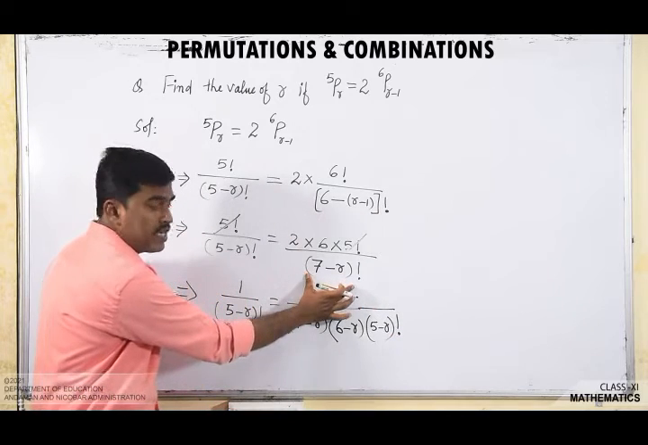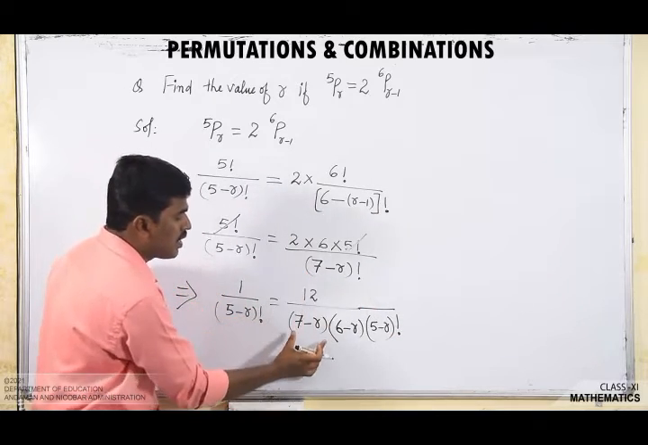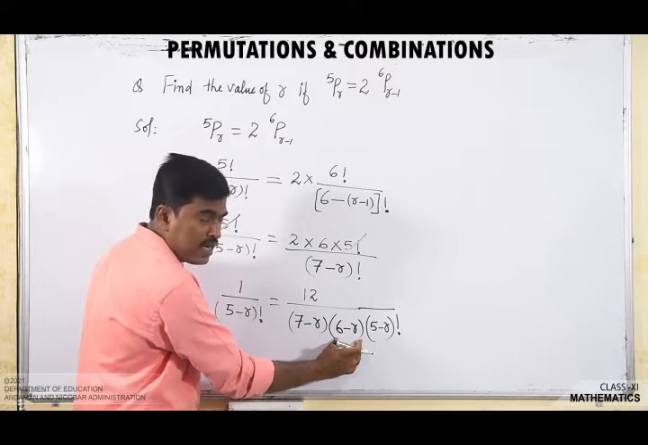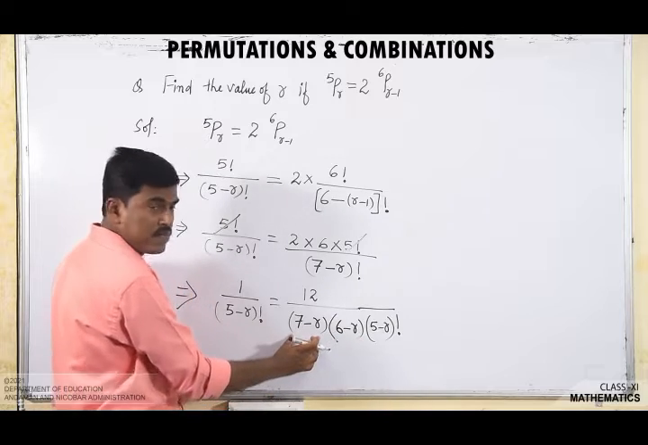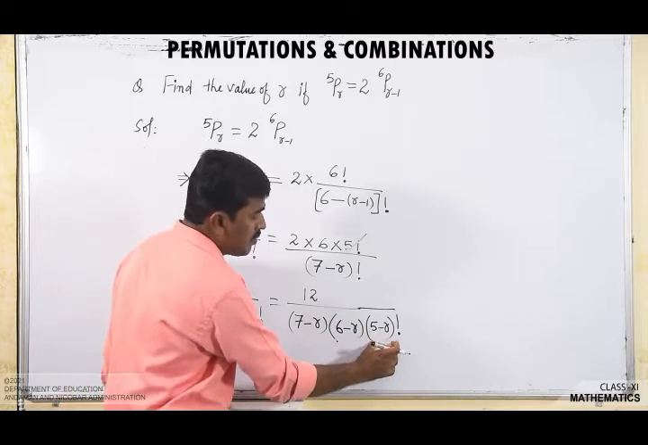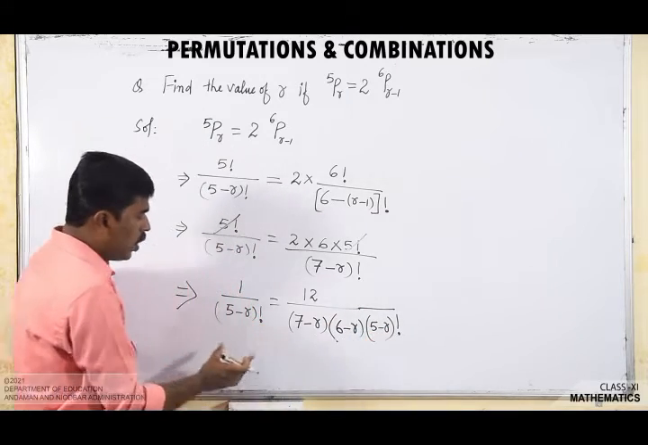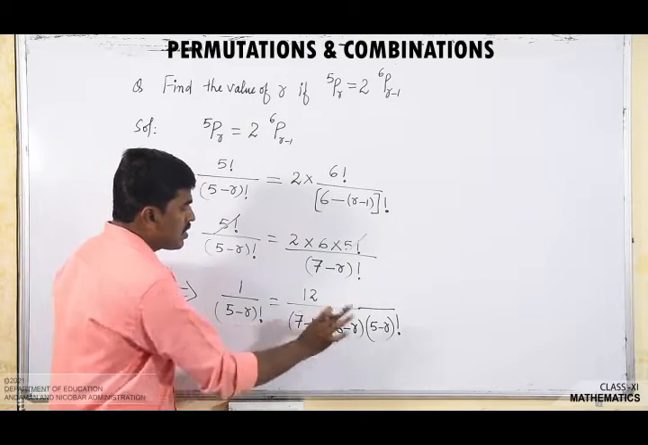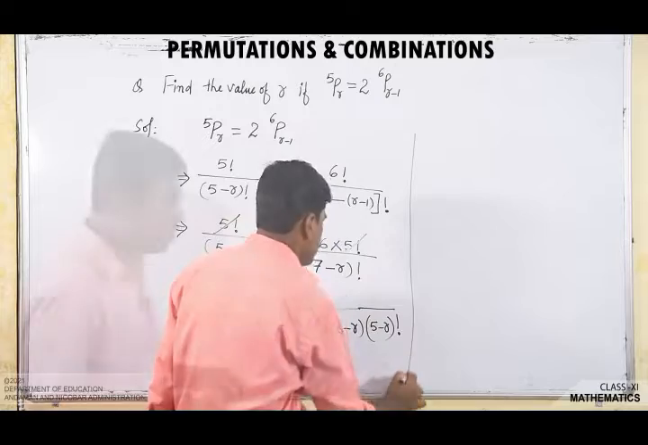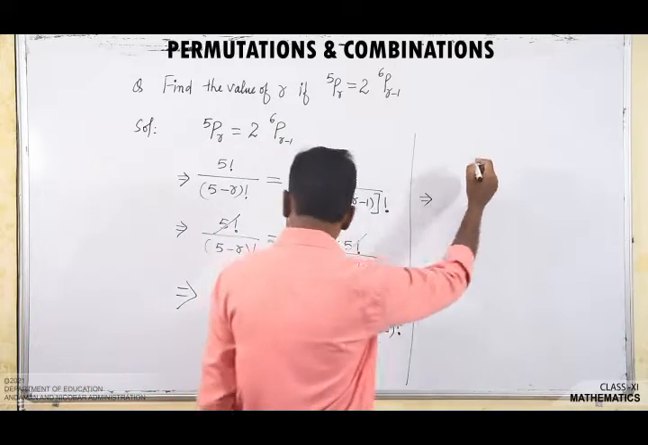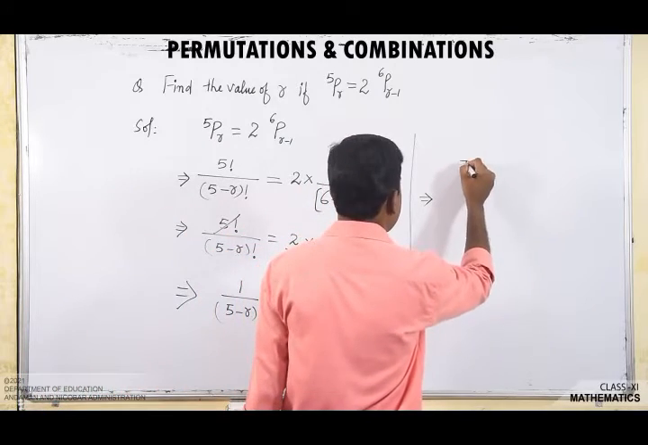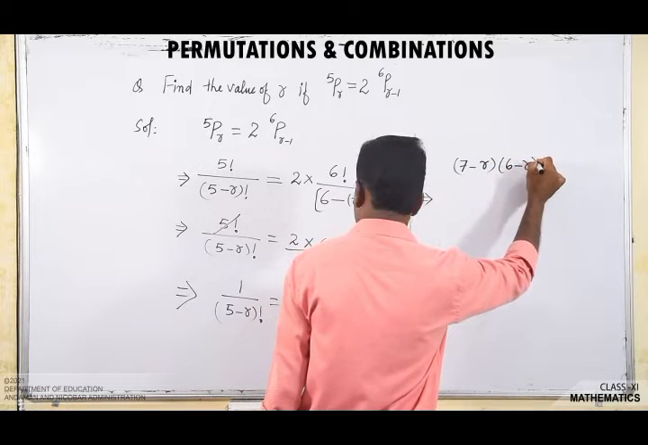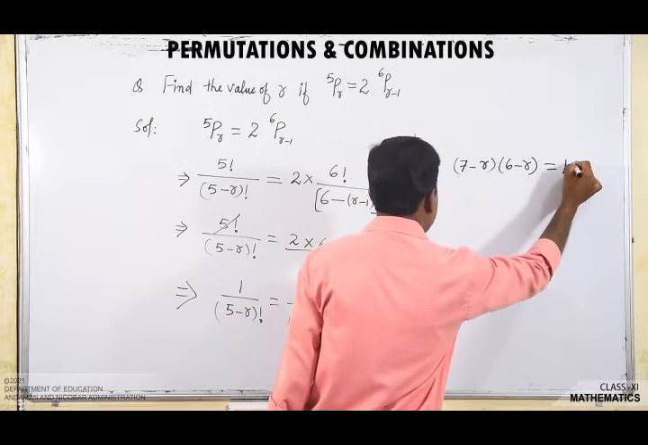So this (7 minus r) whole factorial can be written as (7 minus r) into (6 minus r), that is 1 less than 7 minus r, then into (5 minus r) whole factorial. Now here also the denominator is (5 minus r) whole factorial. So this (5 minus r) whole factorial will be cancelled out. So we will get one equation here, that is (7 minus r) into (6 minus r) is equal to 12.